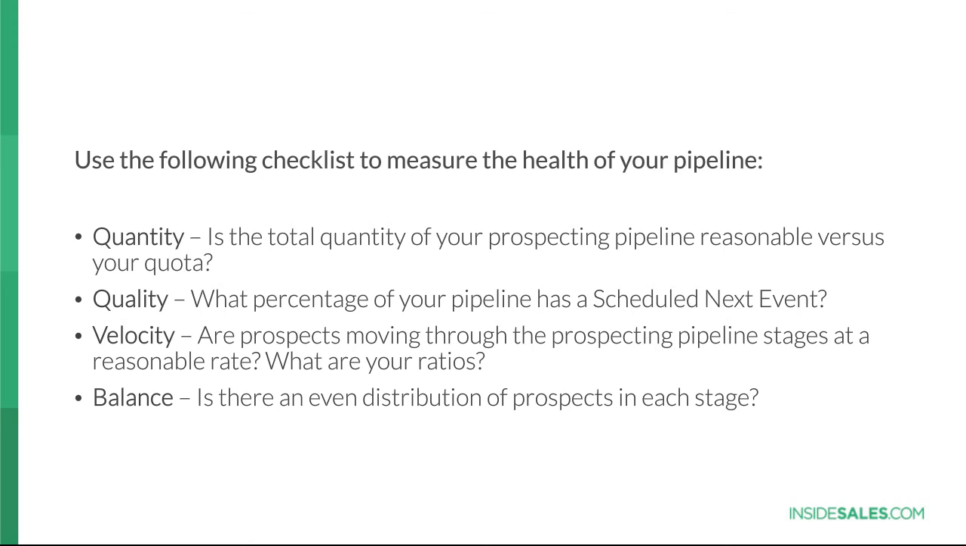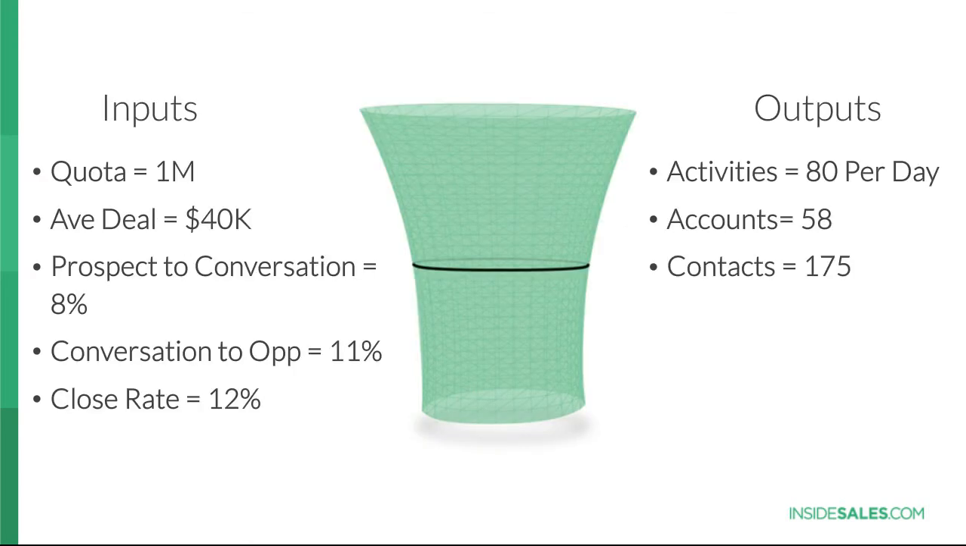Let me see if I can give you an example here. This is a calculator that's pretty basic, you guys, but it's a calculator I've often used to help organizations think about what they should have in their relational outbound prospecting pipeline. So I'll go through an exercise and say, okay, let's talk about inputs there on the left-hand side. You've got a quota, $1 million. Great. What's your average deal size? 40K. Great. Walk me through some of your basic metrics: prospect to conversation, conversation to opportunity, and then close rate. I use those inputs to then build some outputs.